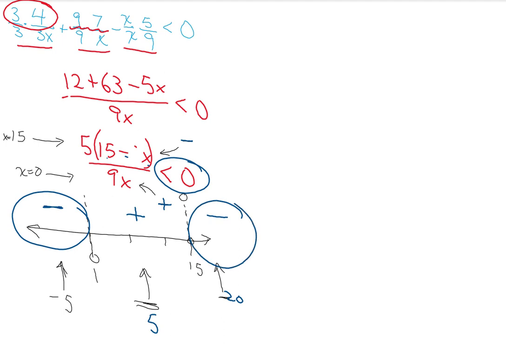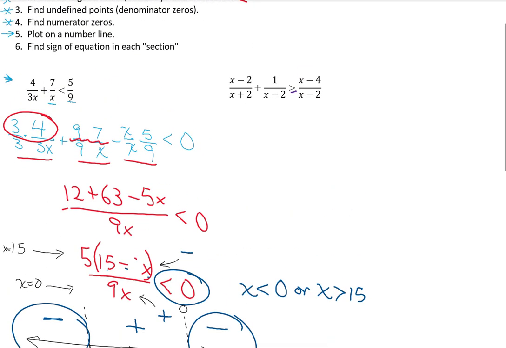So when we go to write our answer, we write it like this: x is less than 0, or x is greater than 15. And we could check those in the original problem.